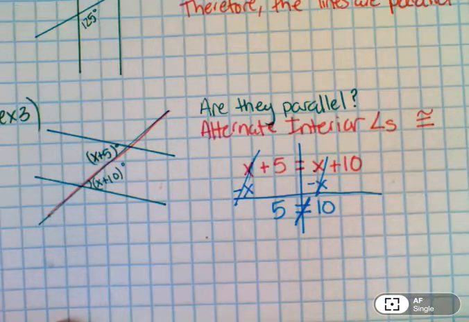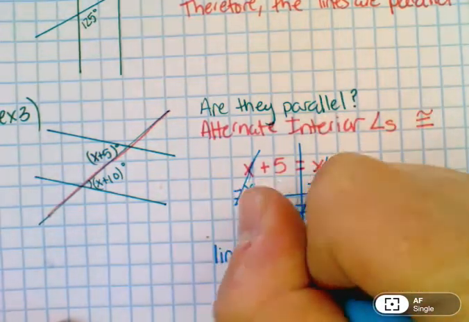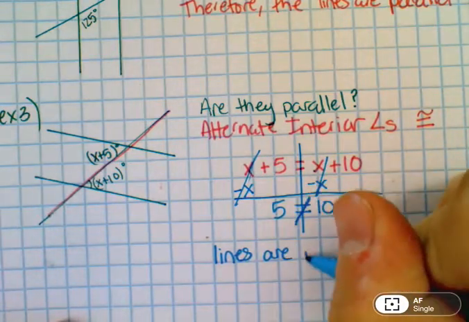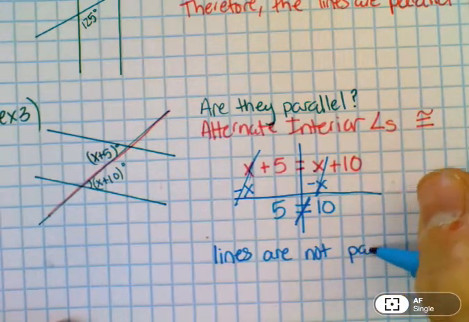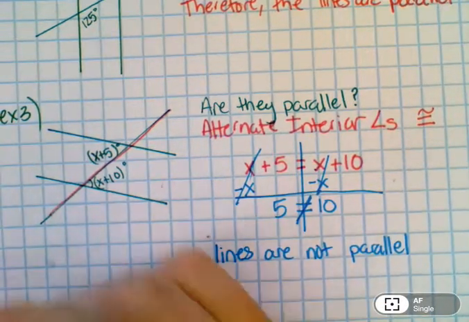So are the lines parallel? No. And we need to write the lines are not parallel. I want to do one more example here.